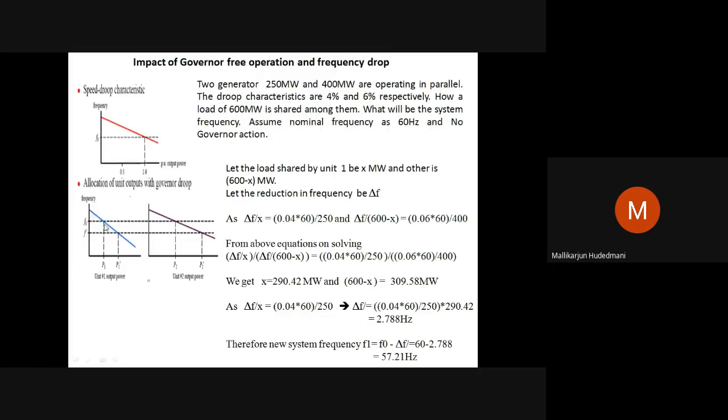When there is a loading effect, load on 1 is increased, load on 2 is increased. The frequency has reduced down here for the new value of load sharing. This is a new frequency f dash. This frequency is giving you a delta f. Delta f we do not want.